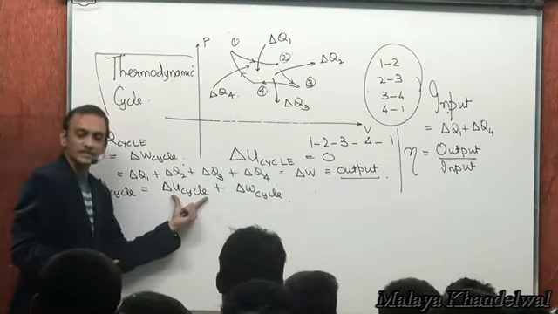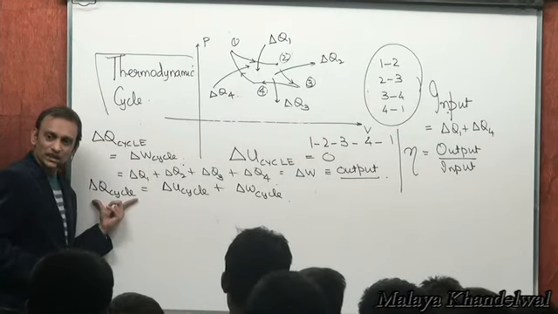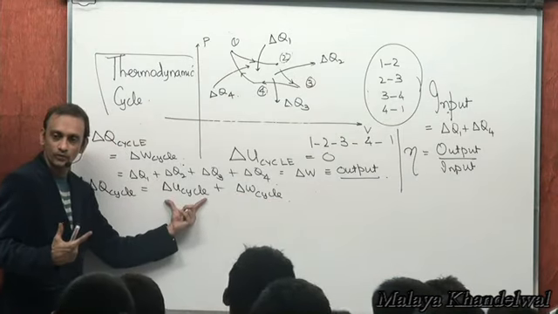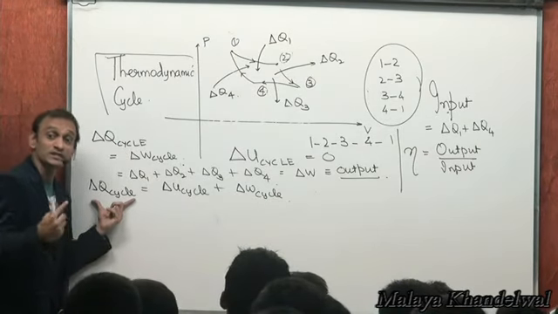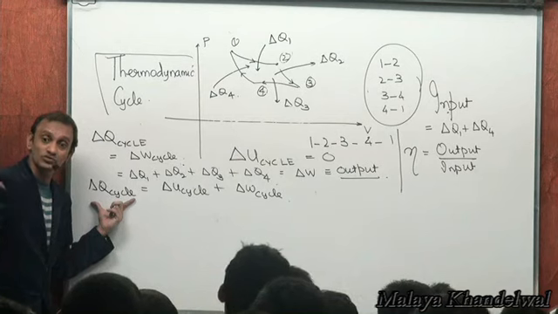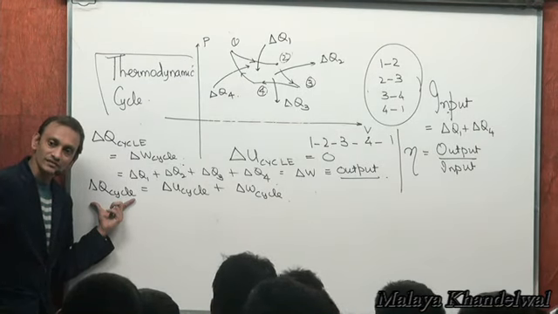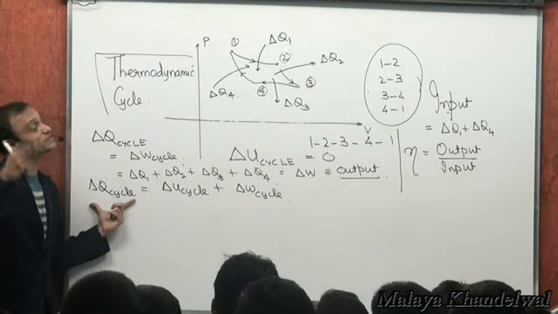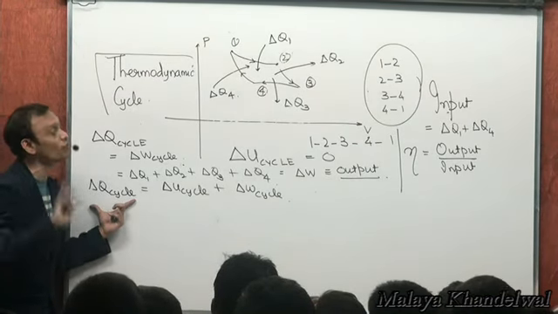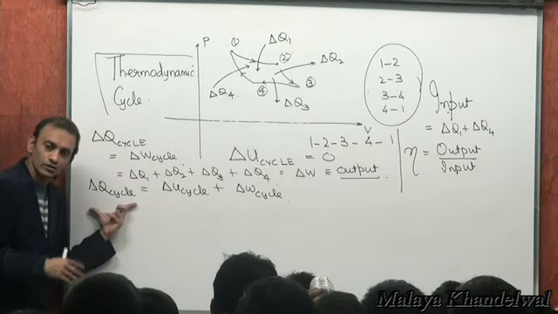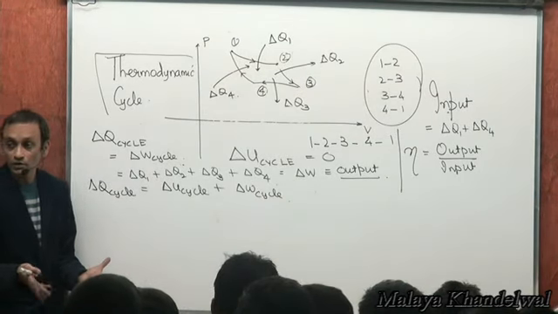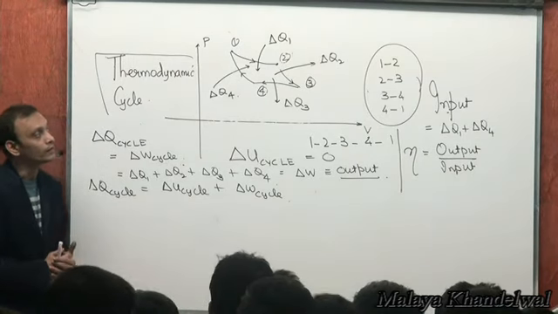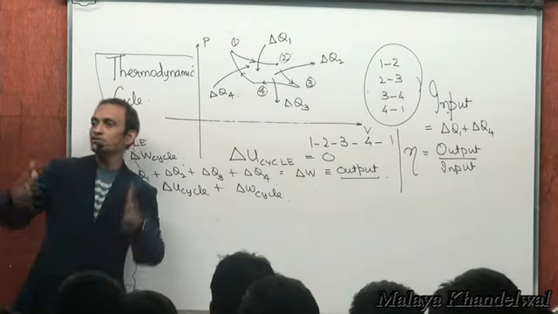So see, delta U is 0. The net delta Q supplied to the cycle is the work done, because this is 0. This is the net delta Q. That means the algebraic sum of the delta Qs involved in the cycle, isn't it? This delta Q is delta Q in 1, 2 plus delta Q in 2, 3 plus delta Q in 3, 4 plus delta Q in 4, 1. That's the total delta Q involved with the cycle, positive as well as negative. Clear? So far so good, right?